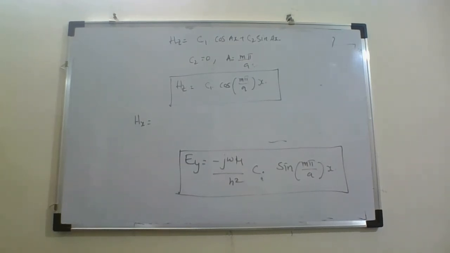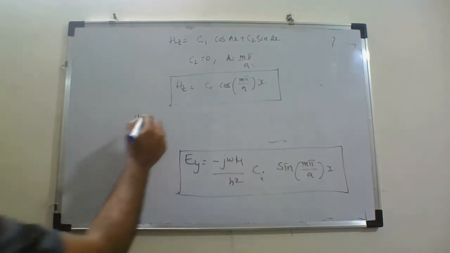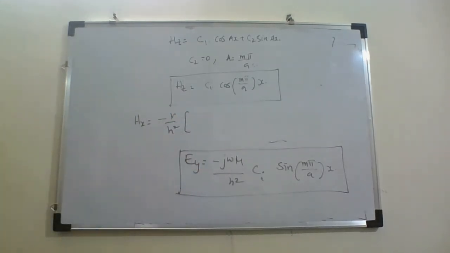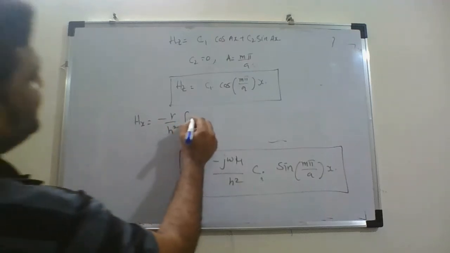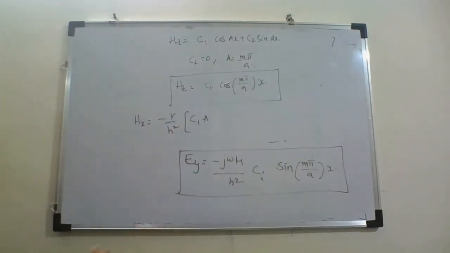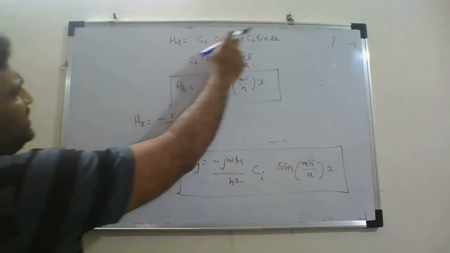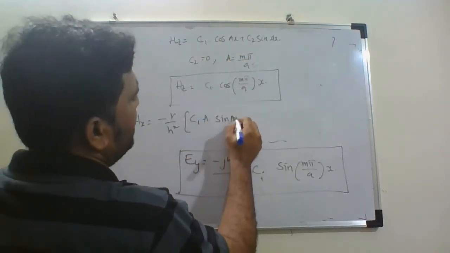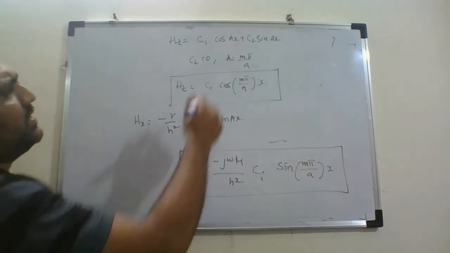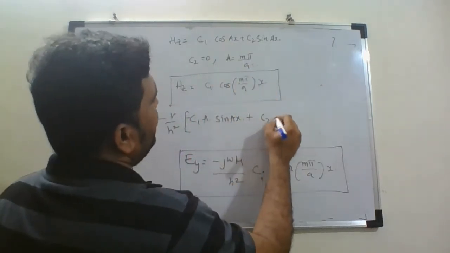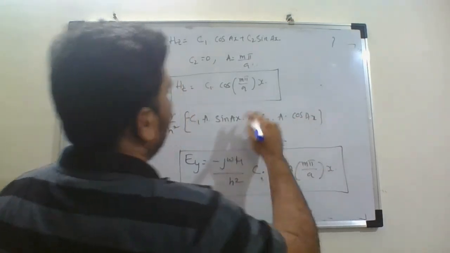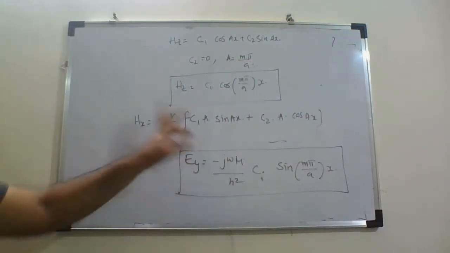Okay, so Hx is equal to minus gamma by h square into the expression that I got as C1. We have to differentiate this term, so C1 into a into sine ax, minus, plus C2 into a into cos ax. So this is the expression that I get for the Hx.